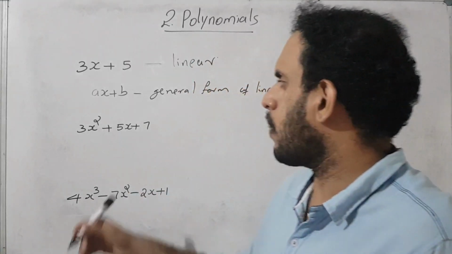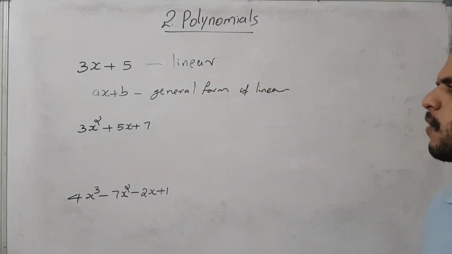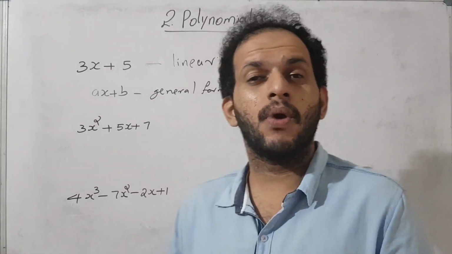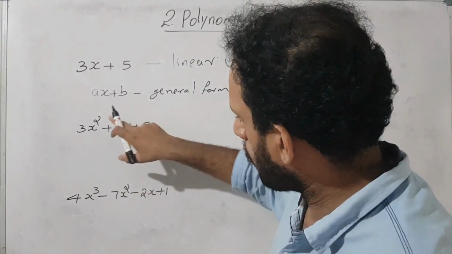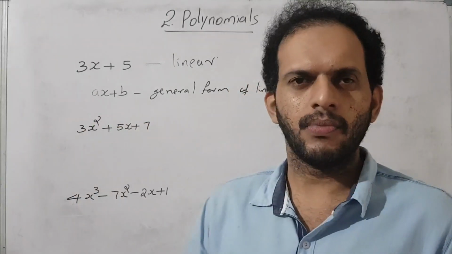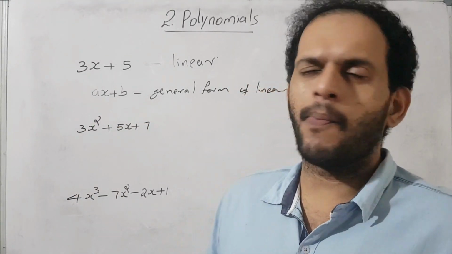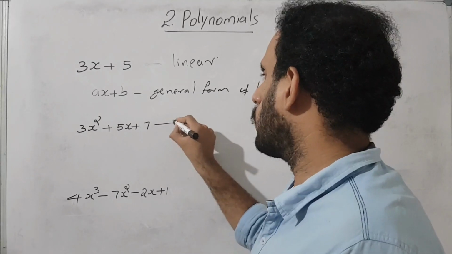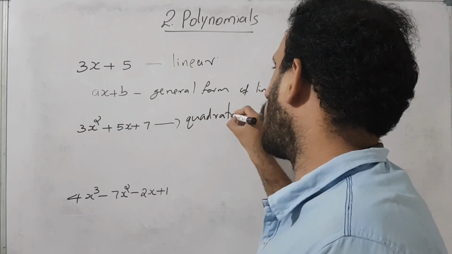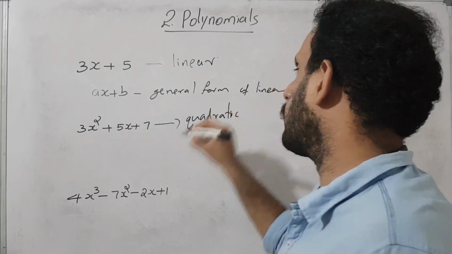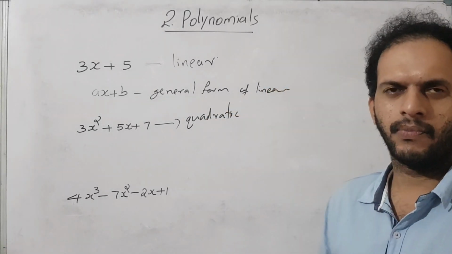Then what is the second one? 3x square plus 5x plus 7. What is the degree of the polynomial? The degree of the polynomial is 2. Then what do we call this one? This one is a quadratic polynomial. Correct?